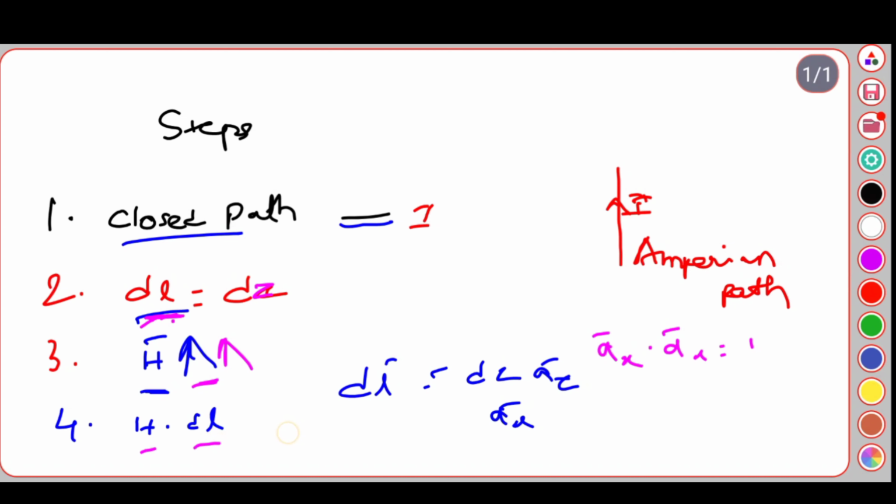Next, finally, we apply the integral. Step 5 is to apply the integral H dot dl around the closed path assumed and equate it to the current.